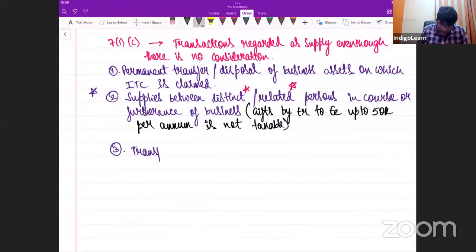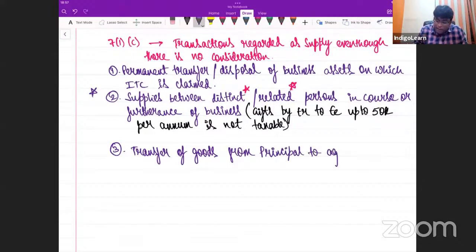Third point. Transfer of goods from principal to agent. There's a transfer of goods from whom, sir? Principal to agent, and vice versa. When I say vice versa, that means agent to principal. So there's a transfer of goods from principal to agent or from agent to principal. It is still regarded as supply even though there is no consideration.